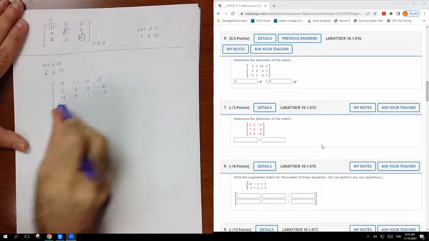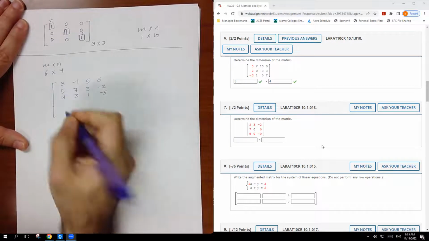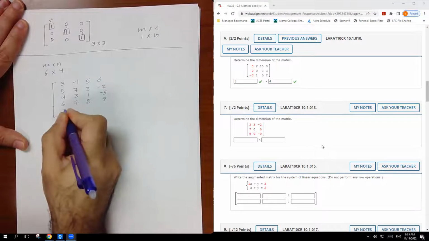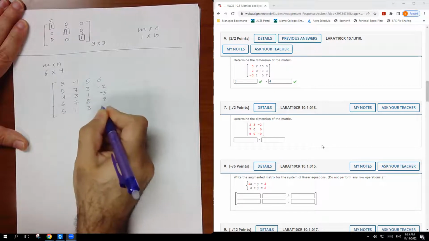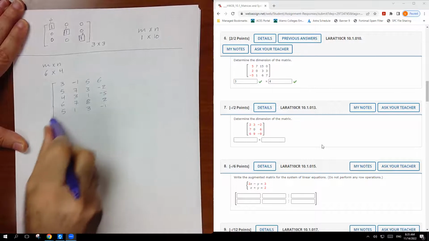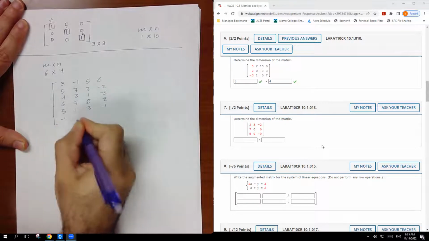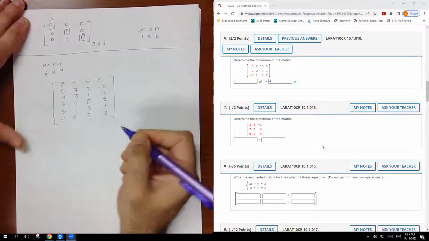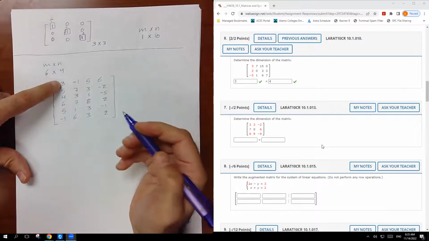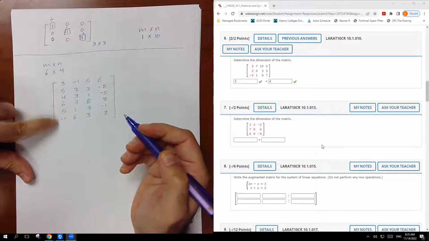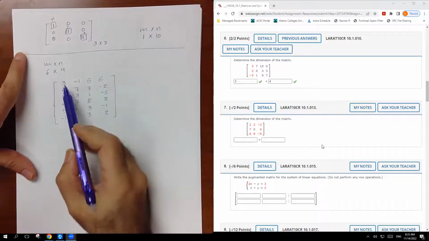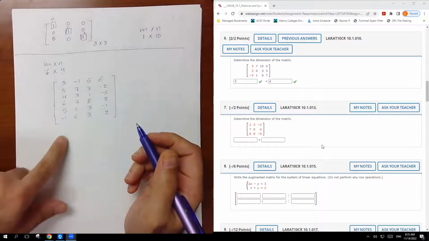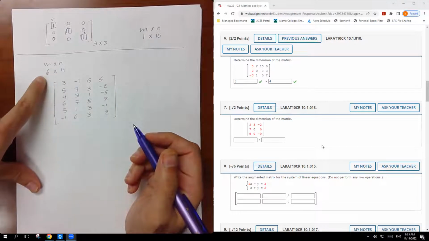6, 7, 8, 2. 5, 1, 3, let's say -1. -1, 6, 3, 2. Now tell me, what's the dimension for this matrix? The rows: 1, 2, 3, 4, 5, 6. 6 rows. How many columns? 1, 2, 3, 4. That means here is the matrix with dimension 6 rows and 4 columns.